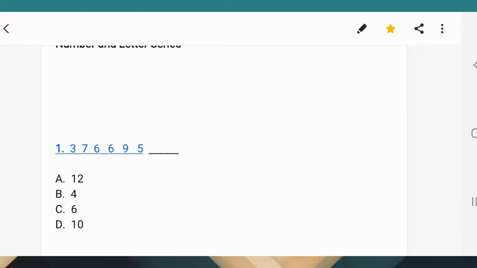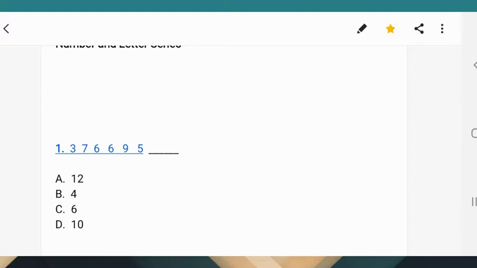3, 7, 6, 6, 9, 5, then blank. So what's the next answer for that? If we observe, guys, 3, then 6, 6, then 9. So what's the next answer? We have to add 3 only. 3 plus 3 equals 6. 6 plus 3 equals 9. Then 9 plus 3 equals 12. So 12 is the answer, guys.